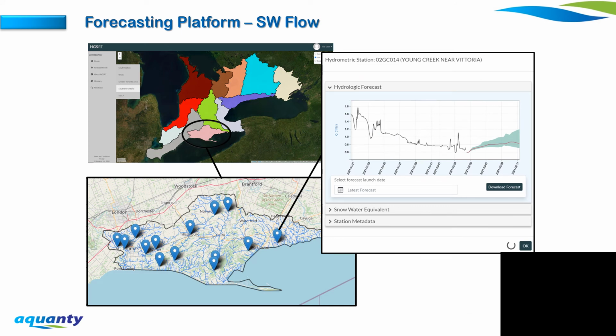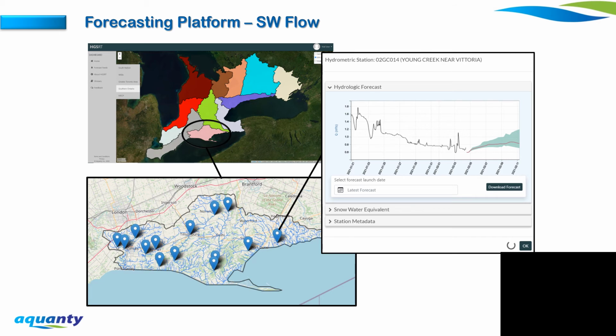In this slide, we're looking at the layout of the forecasting platform and web portal that's been developed to disseminate the surface water flow forecasts and the groundwater level forecasts that we're producing with the models. The location of the surface water monitoring locations are identified with the flags in the bottom left map.